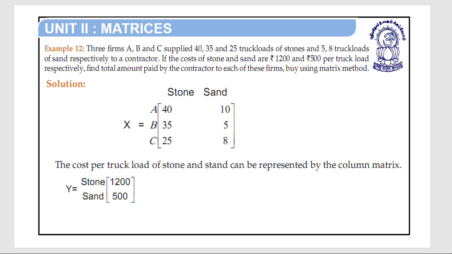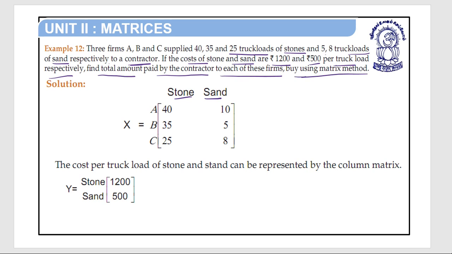Now move to example 12. Three firms A, B and C supply 40, 35 and 25 truckloads of stones and 10, 5 and 8 truckloads of sand respectively to a contractor. If the cost of stone and sand are 1200 and 500 per truckload respectively, find the total amount paid by the contractor to each of these firms by using the matrix method.